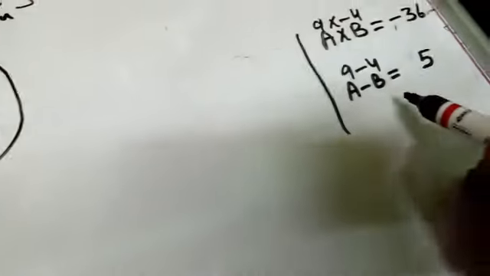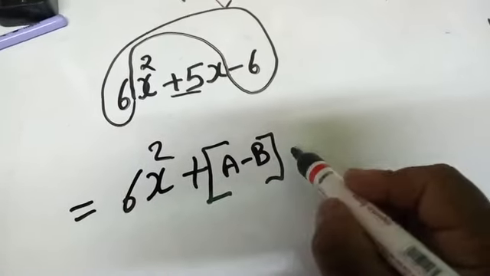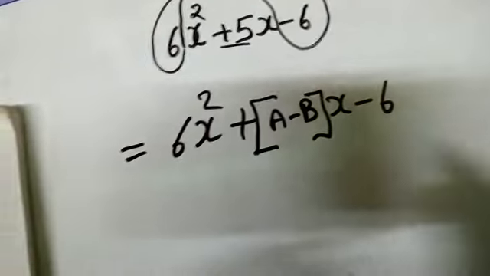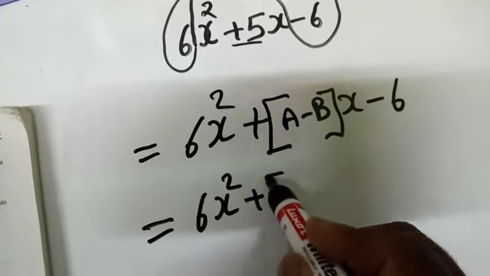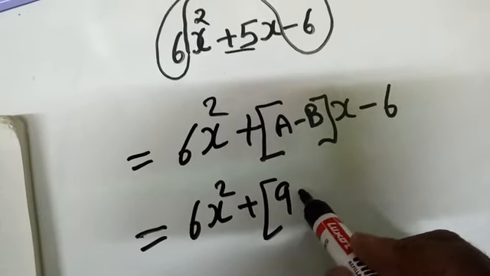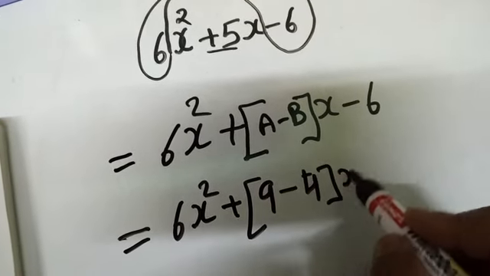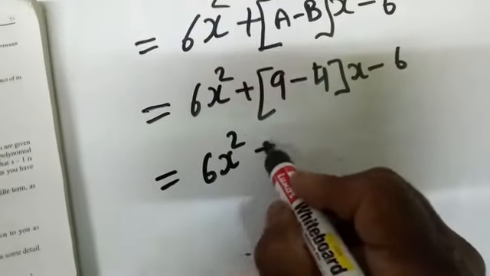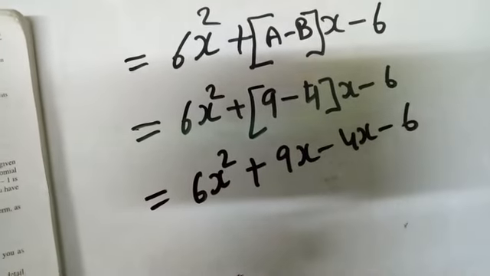And then what is written there? a minus b, and then the variable x, minus 36. Now we have to open and put the values here. In place of a the value is 9, and b is 4, then it is 6x square plus 9x minus 4x minus 6.